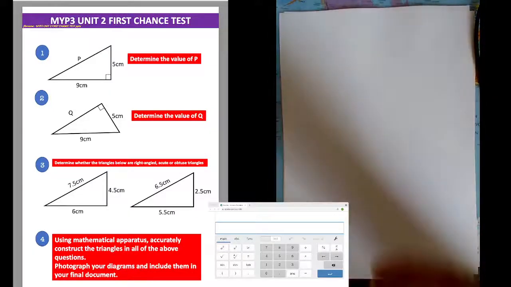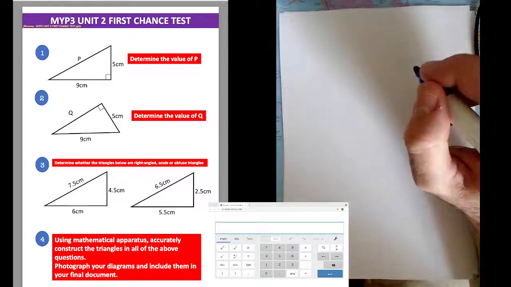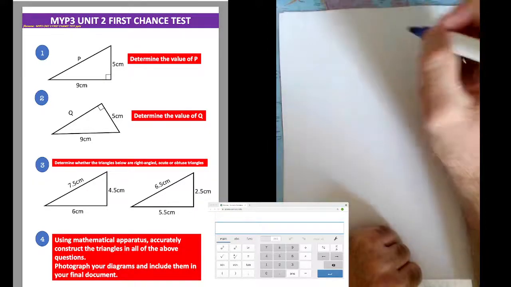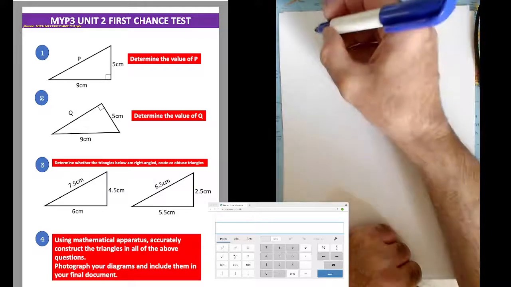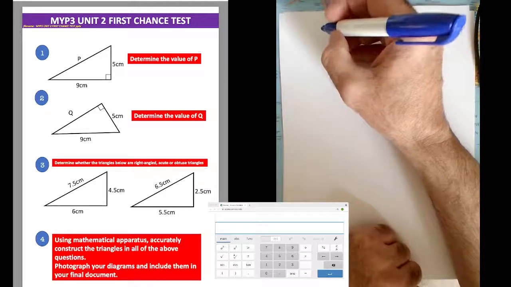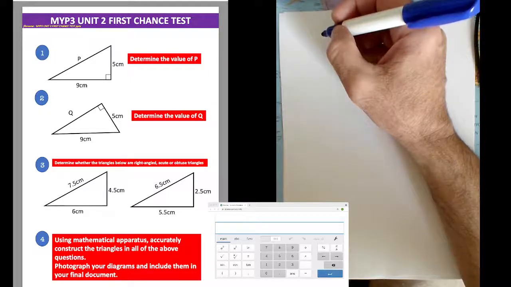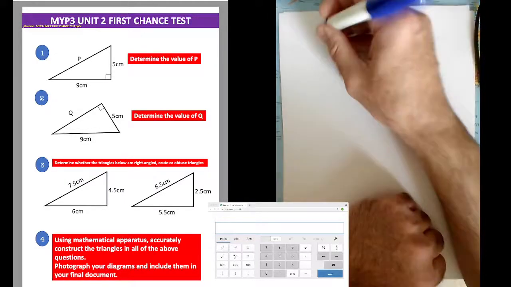Okay, so this is a video explaining the MYP3 Unit 2 first chance test. That's Pythagoras. So question 1, right angled triangle, determine the value of P. So on this occasion, P is the longest side, the hypotenuse. We know that for a fact because it's opposite from the 90-degree angle.